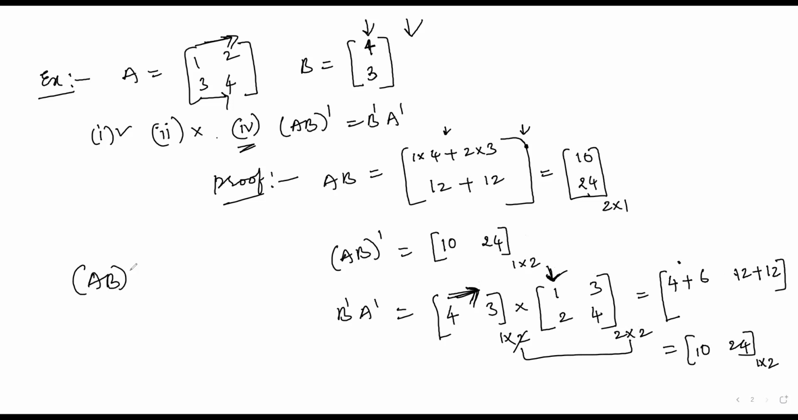(AB) transpose equals B transpose A transpose. This we have not proved with an example only, but theoretically we can prove also. Okay, we will do that.